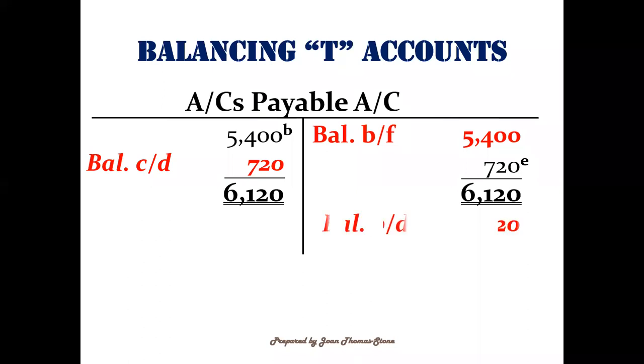So in essence, we are saying accounts payable has a credit balance. And remember, guys, accounts payable is a liability account, and we learned that liability accounts normally carry a credit balance. So accounts payable, 720 on the credit.